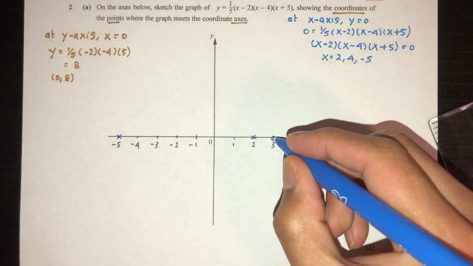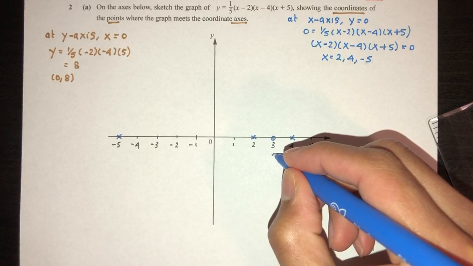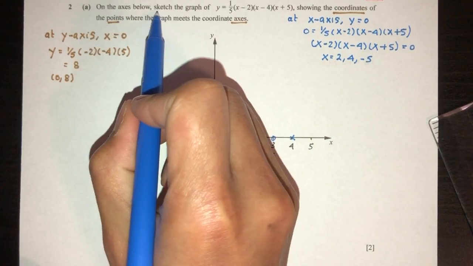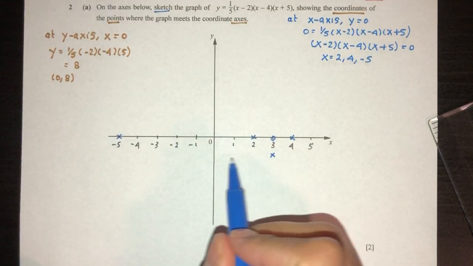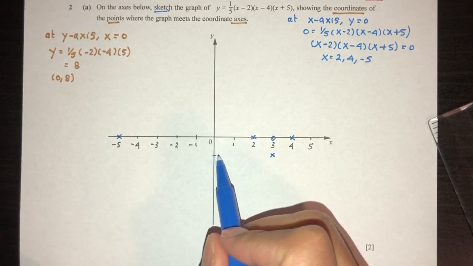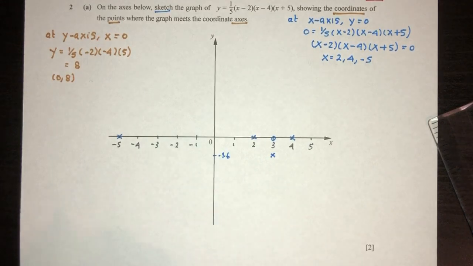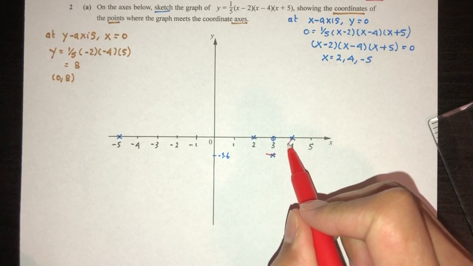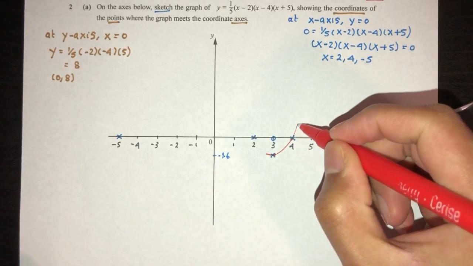So it should be somewhere about here. It is only a sketch, so as you can see, it doesn't need to be exact. You just need to mention it is somewhere about this value, which is minus 1.6. Now, you know that this part of the graph will look something like this. Okay, that is this part of the graph.